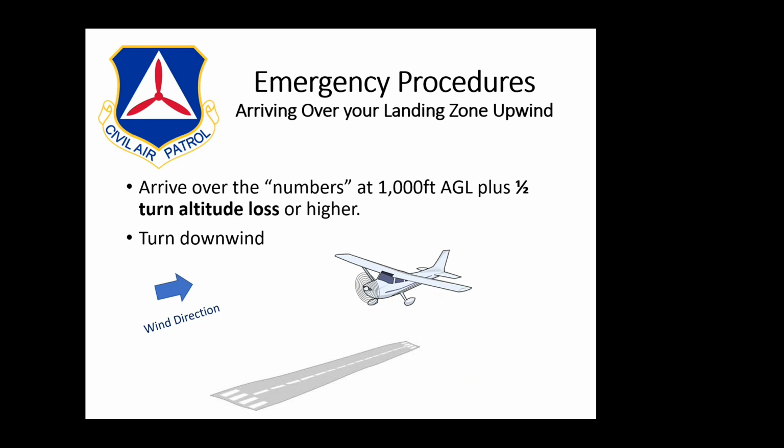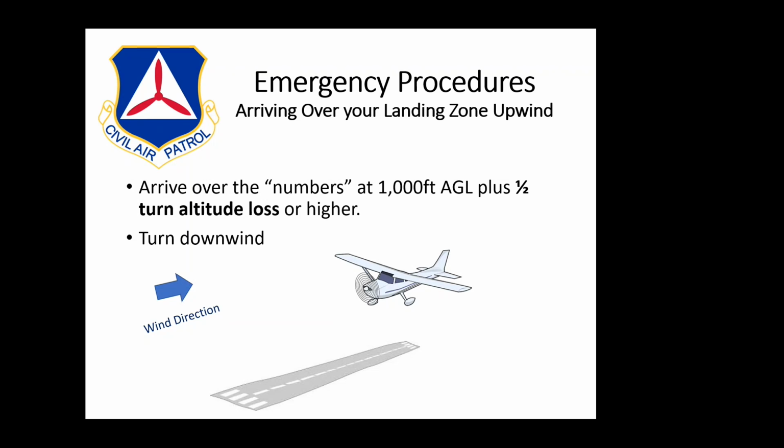So let's look at it graphically here. A couple choices. Arrive over the numbers at 1,000 feet plus half our turn altitude. So now we're looking at it and now you have an answer. If you're going to end up in the overhead position, or the high key position as the military calls it, how high do you want to be? Well, let's try for about 1,000 feet plus half the turn.